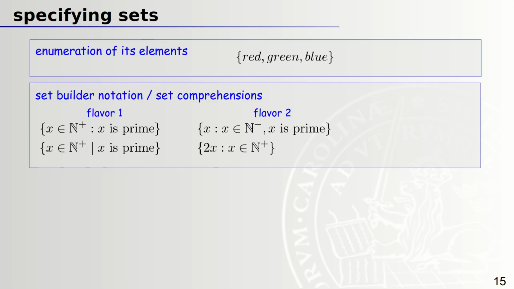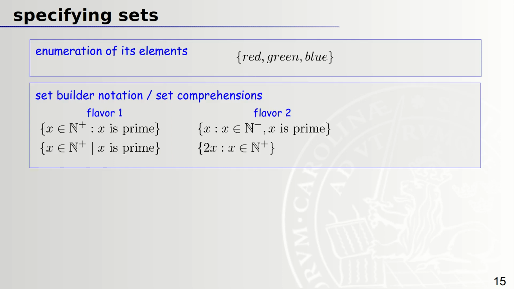The second flavor of set comprehensions also consists of two parts separated by a colon, but the first part does not really introduce a variable, but instead uses it. The part following the colon still contains conditions that must be true for any value bound to the variable, still x, to be used in building the elements of the set we are defining.